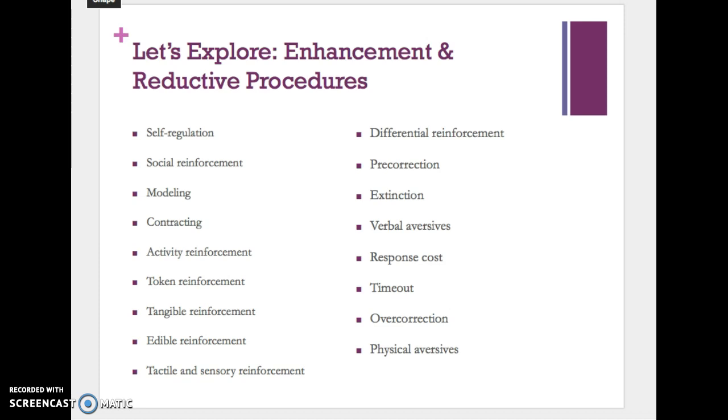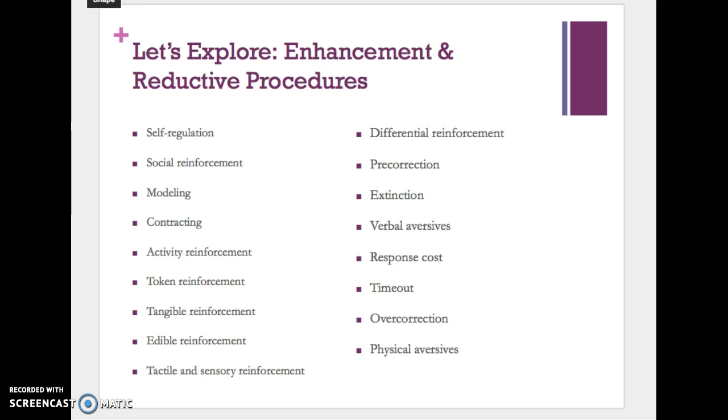Then we look over on the right, we have practices such as differential reinforcement, which we're going to get into in a little bit, pre-correction, extinction, which we have discussed in earlier lecture videos and throughout this course, verbal aversives, response cost systems, timeouts, overcorrection, and physical aversives.